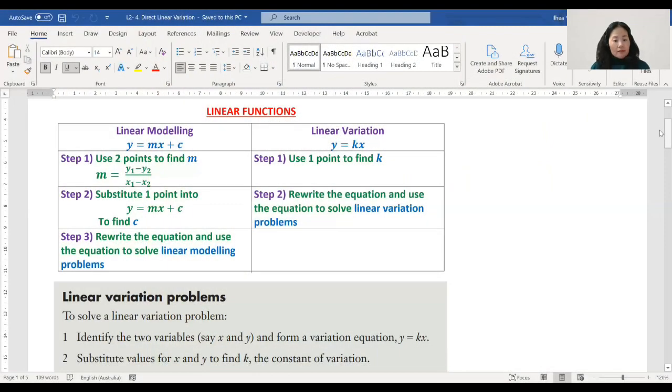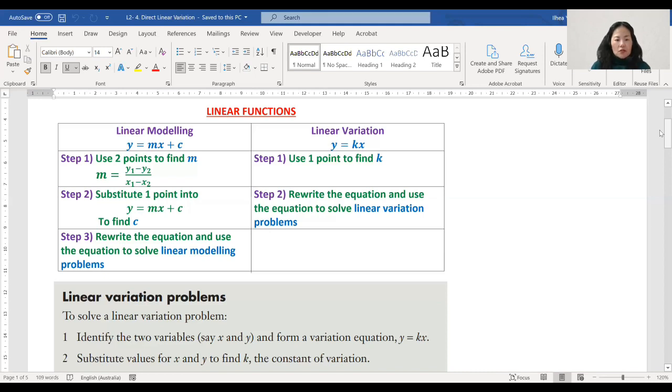So for both of them, step 1 is finding the gradient. For linear modeling, we have to find the m. For linear variation, we have to find the k. An easy way to remember: if we have 2 unknowns, you need 2 points to work with for a gradient. Whereas you just have 1 unknown, which is k, so it's easy to work with 1 point. That's the perfect number to work with.